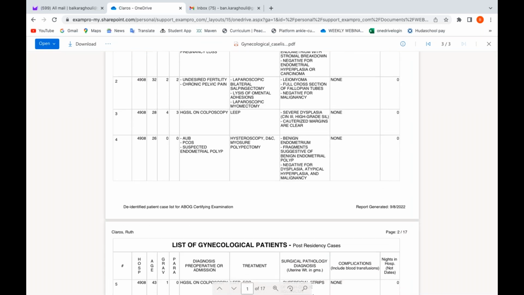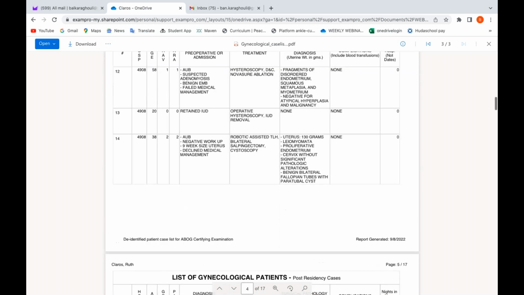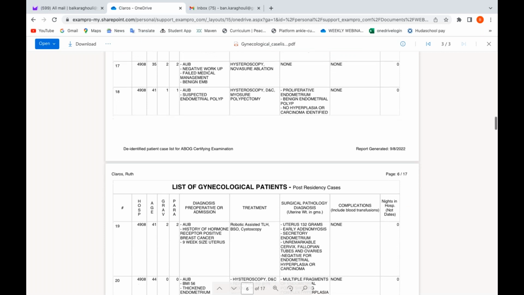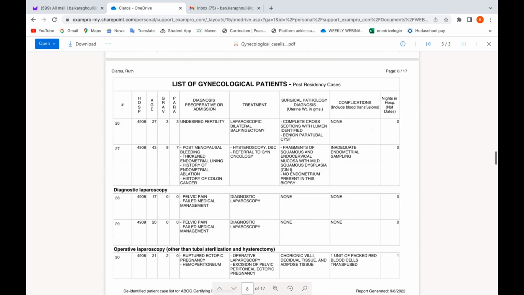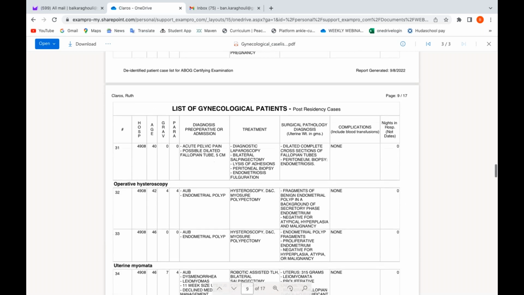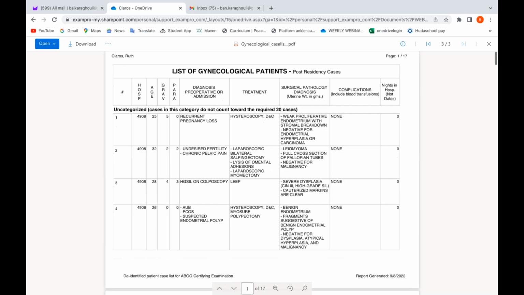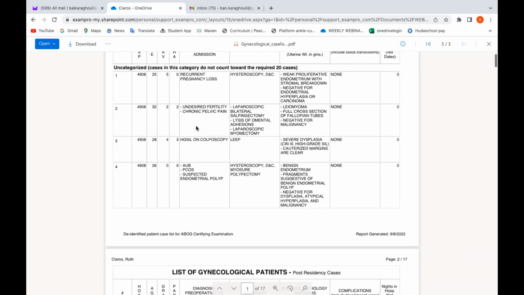Is there anything on this case list that worries you? No, anything is fine. Sorry, I'm trying to flip through all the stuff. What about recurrent pregnancy loss? I would ask you about that. Why did you do hysteroscopy D&C on her? Just for a missed abortion?